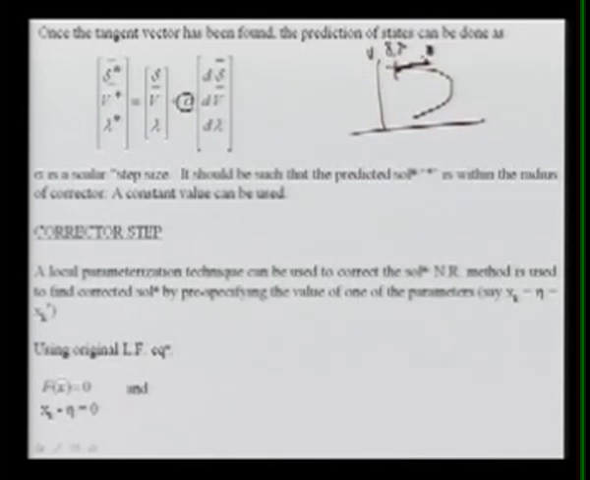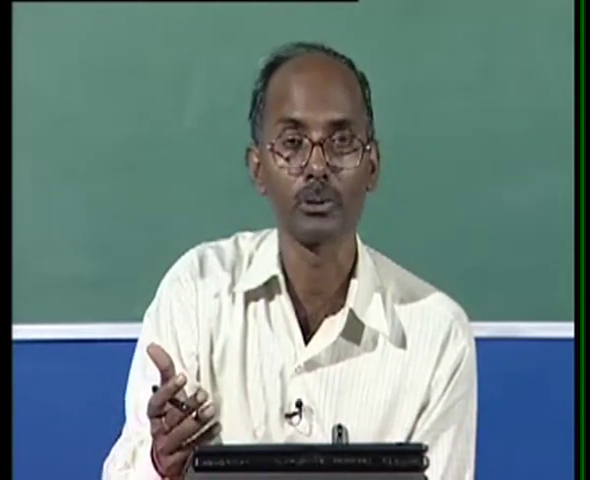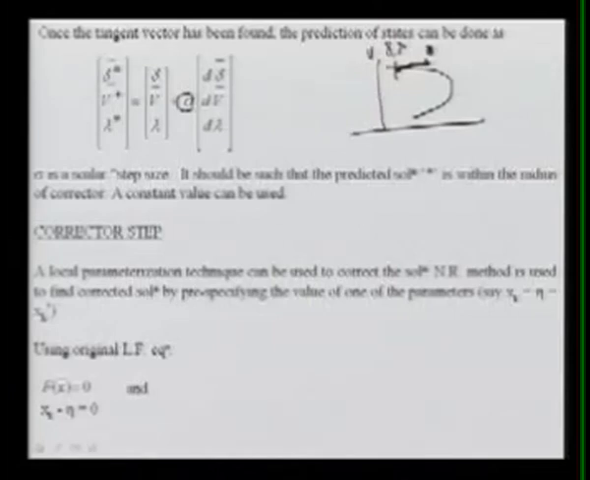Now, this point is not the actual solution because it is not on the surface of this curve; it is an approximate solution. So what we have to do is go further and correct the error which we have encountered. That step is called the corrector step, and let us see how it is used.